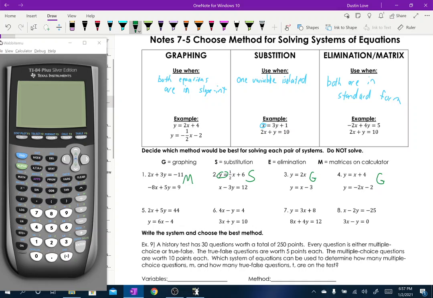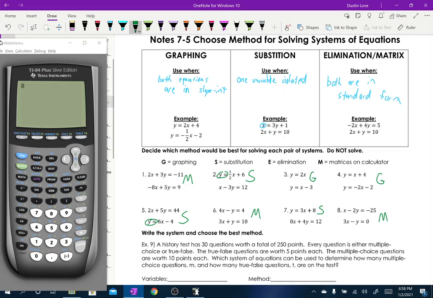Okay, number five, looks like I've got standard form on top and slope-intercept on bottom. Again, I've got my y equals there, one variable isolated, that is substitution. Number six, standard form on top, standard form on bottom, that's going to be matrices. Okay, seven, standard form on bottom, y equals on top, that's substitution. And number eight is standard on top, standard on bottom, that's going to be a matrices for me. Again, you could put elimination there if you really wanted to.